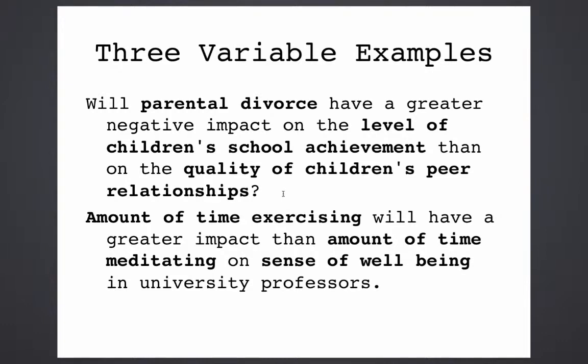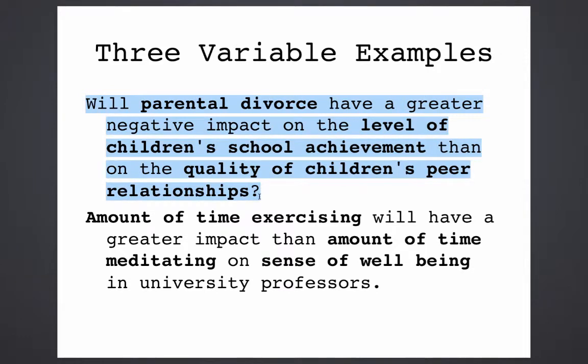Okay, now I'm just going to quickly run through a couple of 3-variable examples. This first example has one independent variable and 2 dependent variables involved. So it says, will parental divorce, so whether or not a child's parents divorced, have a greater negative impact on the level of a children's school achievement than on the quality of a children's peer relationships?